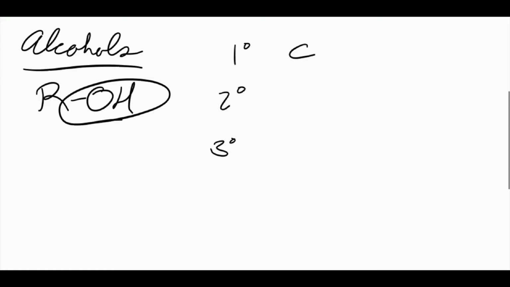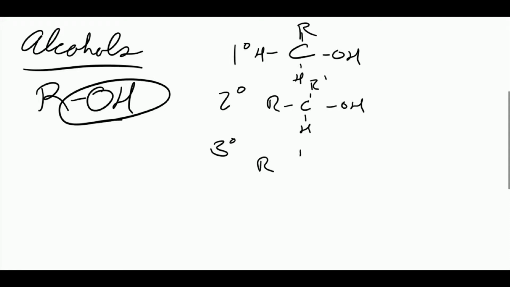So if you have H, O, H, R. Okay. There's your primary alcohol. Then R, C, R prime, H, O, H. There's your secondary alcohol. And your tertiary alcohol is R, R prime, R double prime, C, O, H.